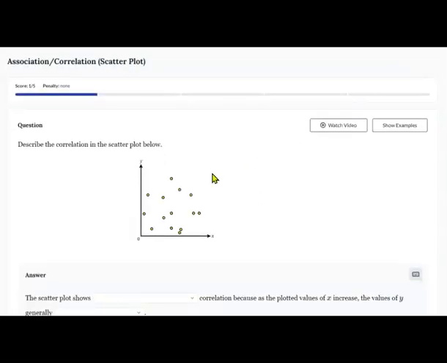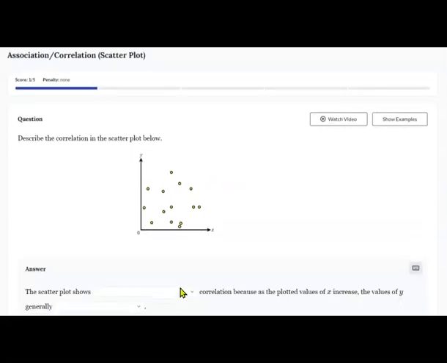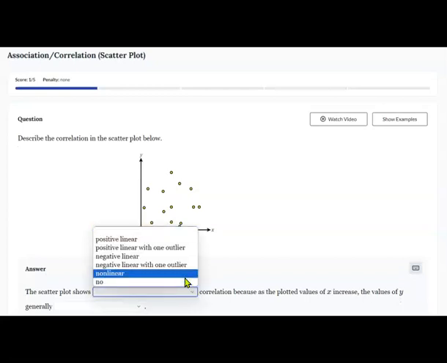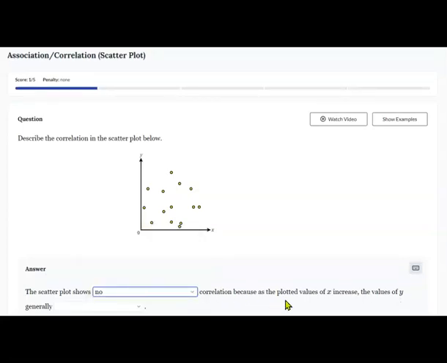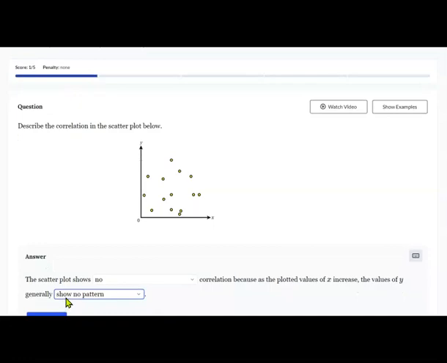Again, you should be able to draw a line of best fit, and in this case, if you're not exactly sure which direction the line should go, then you probably need to say that the scatter plot shows no correlation. And that's because there is no pattern. There is no pattern to the points.